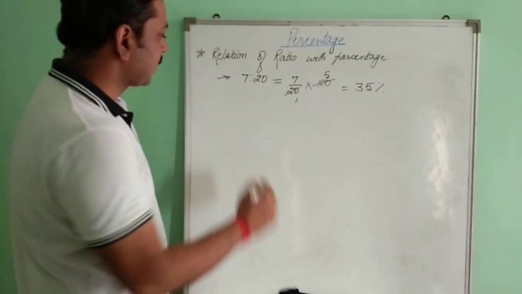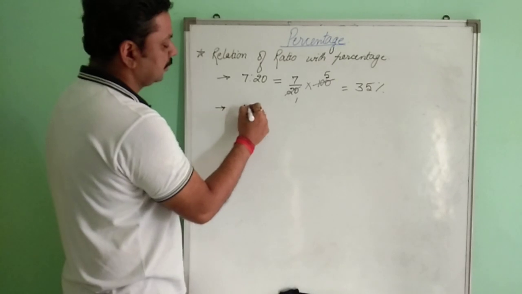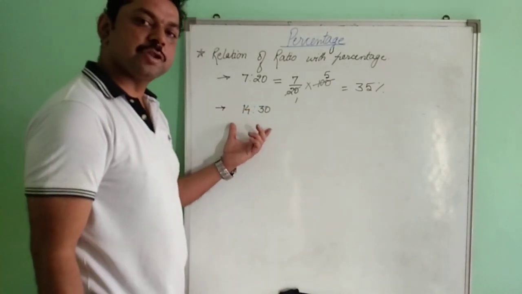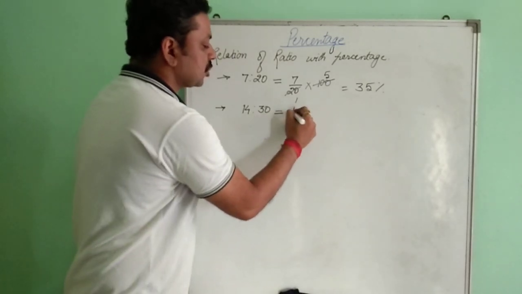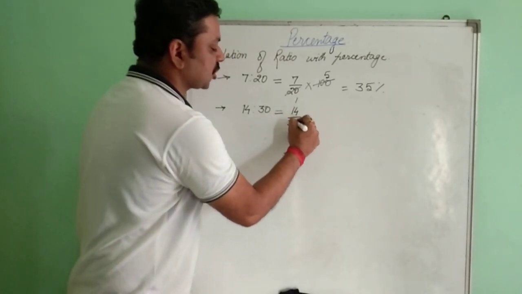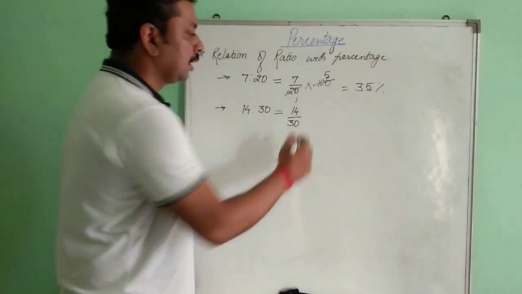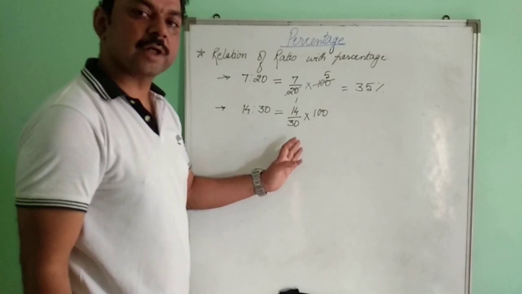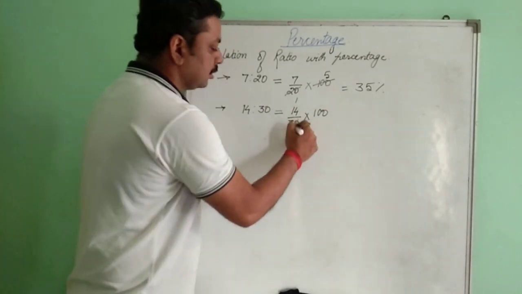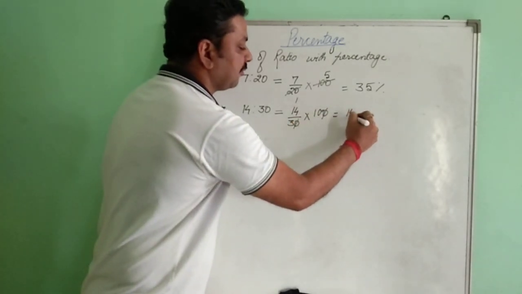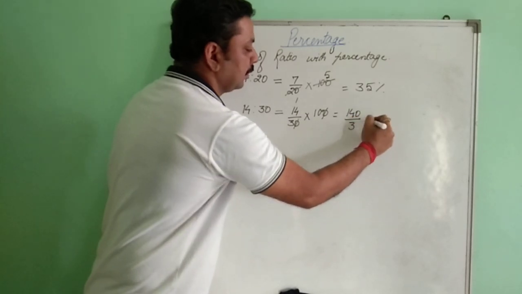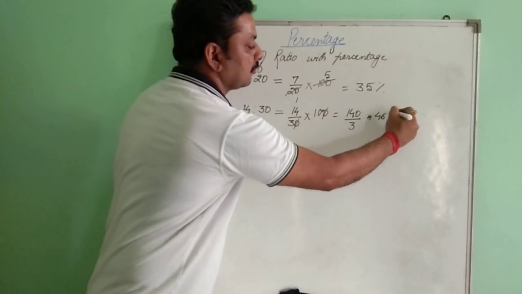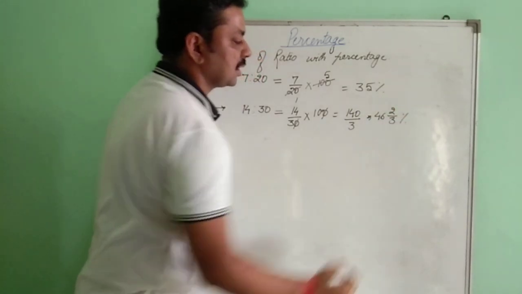Clear with this? Now again, 14 by 30. This is again your ratio being given to you. First of all, you will be converting your ratio into a fraction, which we have converted. Now you multiply it by 100 over here. Why? Because we need to convert the fraction into a percentage. So that is going to be 1400 upon 30. 3 4s are 12, 20. 3 6s are 18, 46 2 by 3 percentage.